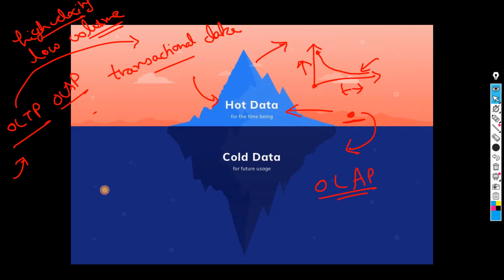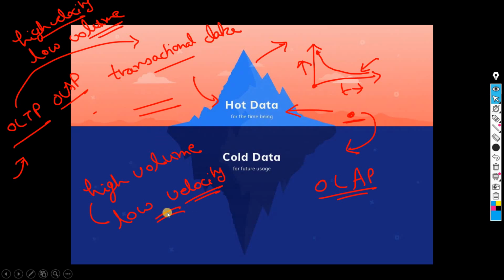Obviously the common feature of cold data is that it has high volume, petabytes and terabytes of data, and low velocity. Hot data has a velocity factor, but eventually with time those datasets become historical data and get converted to cold data. So it is by default having low velocity.